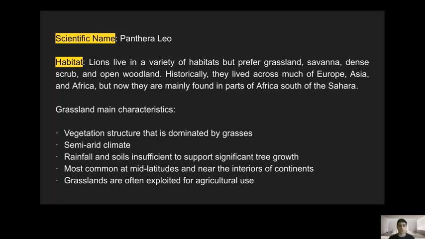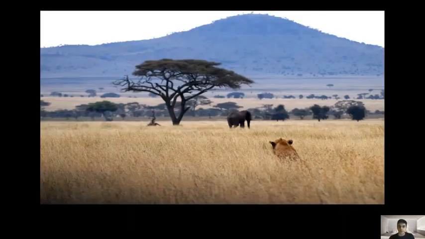Well, I chose the habitat grassland because, to make it short, I'm just going to talk about grassland. So the main characteristics are vegetation structure that is dominated by grasses, semi-arid climate, insufficient support for tree growth, most common at mid-latitudes, and often exploited for agricultural use. Here, as you can see, is a photo of the habitat. In this case, it's the grassland.